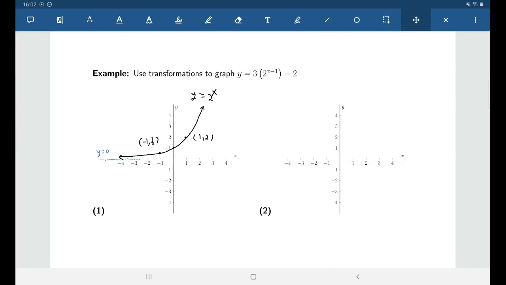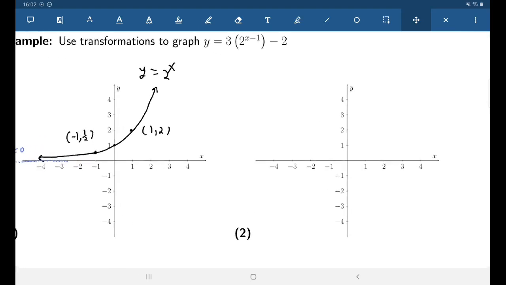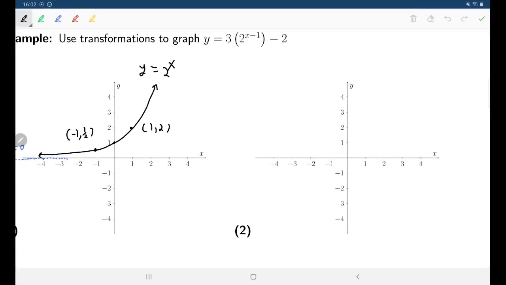And now all we need to do is carry out our transformations. When we do our first transformation, which is shifting everything to the right by 1, we're going to add 1 to all of our x values. So 1, 2 is now at the point 2, 2. 0, 1 is now at the point 1, 1. And negative 1, 1 half is at the point 0, 1 half.